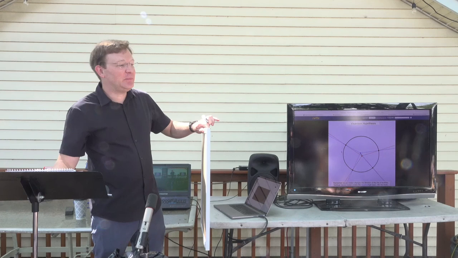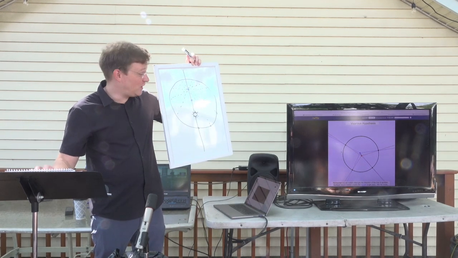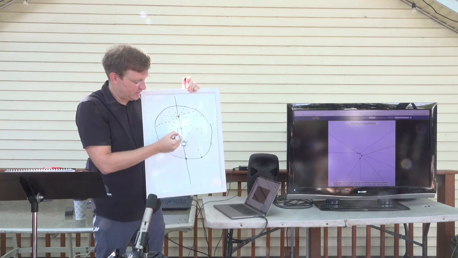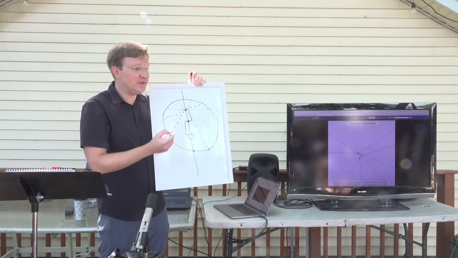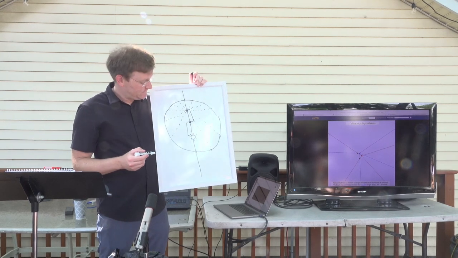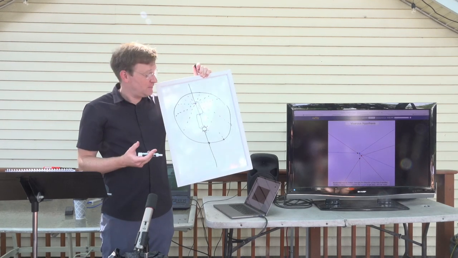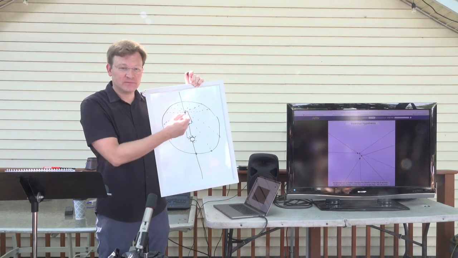Basically, Kepler said, I'm going to figure out the parameters to make this model work as best as possible. So Kepler figured out how far it is from the sun to the center of Mars's orbit, how far it is from the center of Mars's orbit to the equant, how big Mars's orbit is compared to the orbit of the Earth, and also how tilted Mars's orbit is. But these distances are the main things.